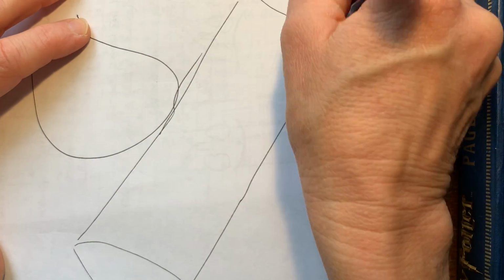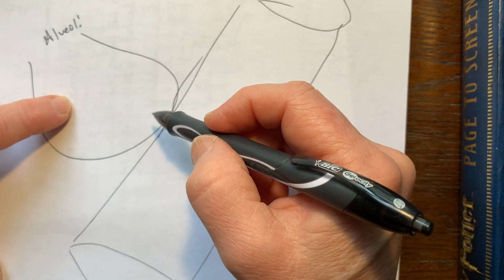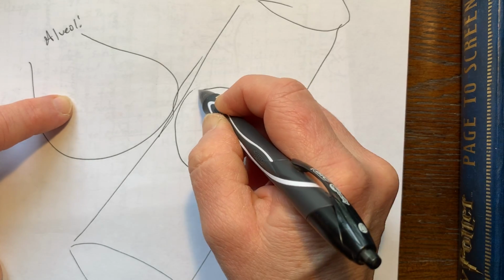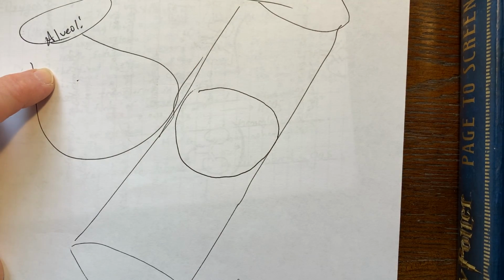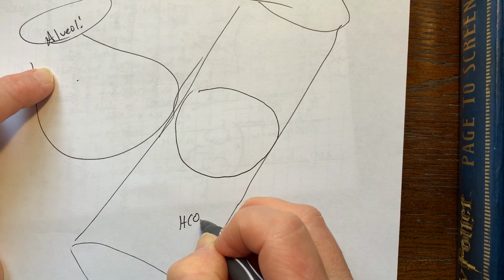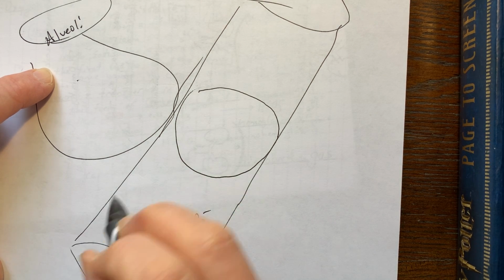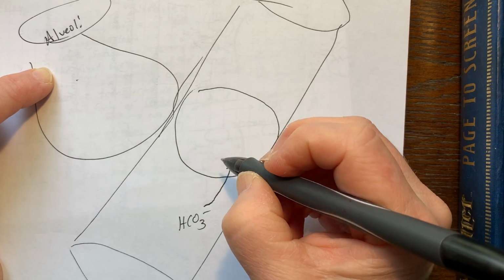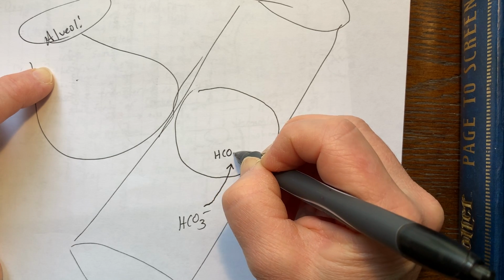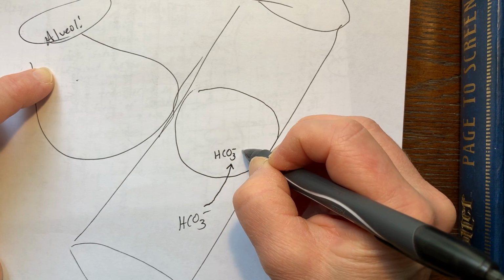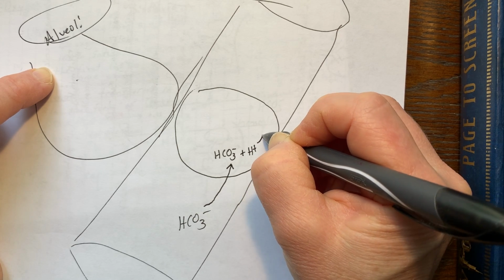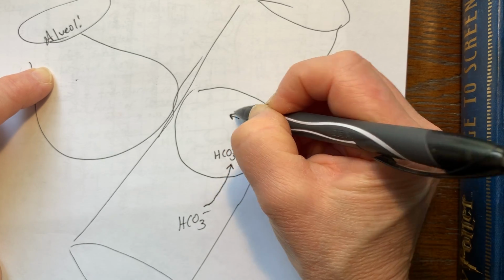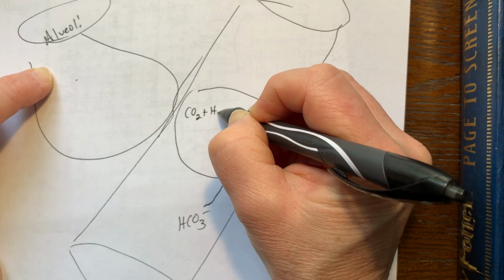All right, here comes the blood, and here's a red blood cell. Now we're in the vicinity of the lungs. We have a lot of this HCO3 negative coming in. Once it's in the lungs, it wants to come back into the red blood cell. As soon as it's in the red blood cell, it wants to hook up with the hydrogen ion. When it does that, it makes carbonic acid, which dissociates into CO2 and water.